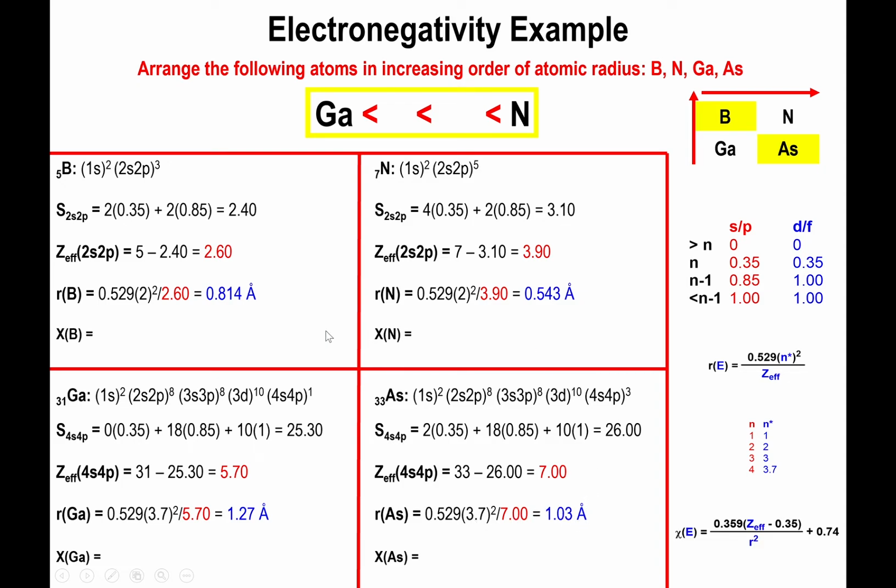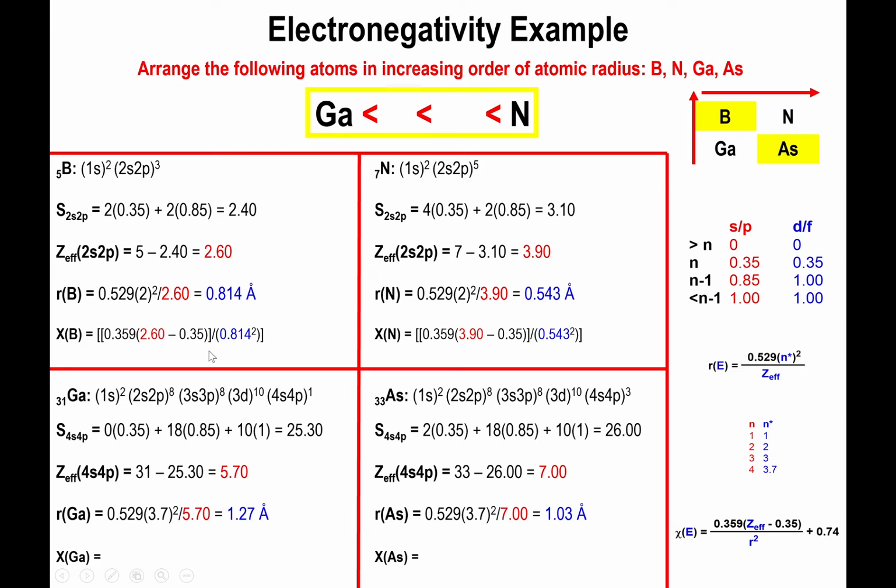Lastly, we calculate the electronegativities of the elements now that we have the effective nuclear charge and the atomic radius. So we use the Allen-Rochow formula. We multiply 0.359 by the effective nuclear charge of boron minus 0.35. Same thing goes for nitrogen. And after that, we divide it by the radius of boron or the radius of nitrogen square.